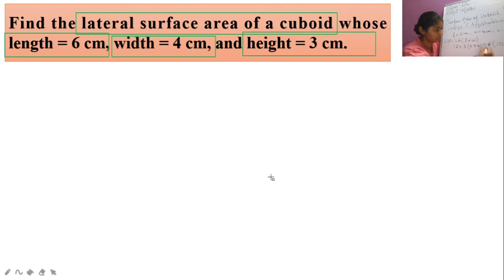So tell me the answer. Students, make sure your unit is correct. Even if the answer is correct, if you have put the unit wrong, then definitely your required solution is going to be wrong. Okay?